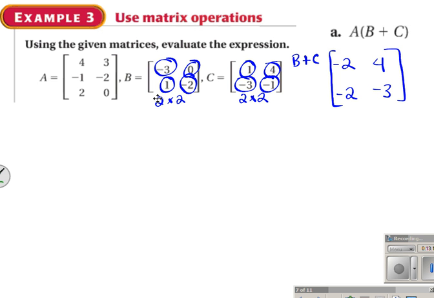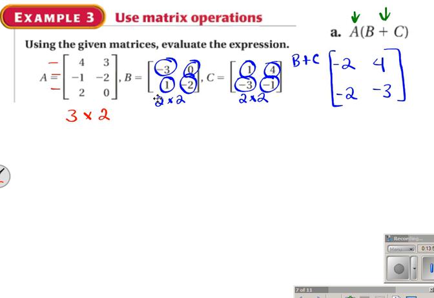But we have to be careful because multiplying is not commutative when it comes to matrices. So since matrix A comes first, we are going to have to make sure that matrix A comes first in our multiplication, and then matrix B plus C is next. So let's check our dimensions. Matrix A is 3 rows, 1, 2, 3 rows, by 2 columns.